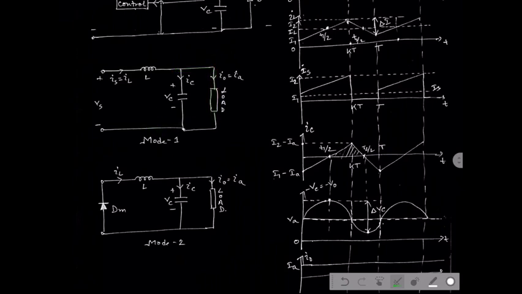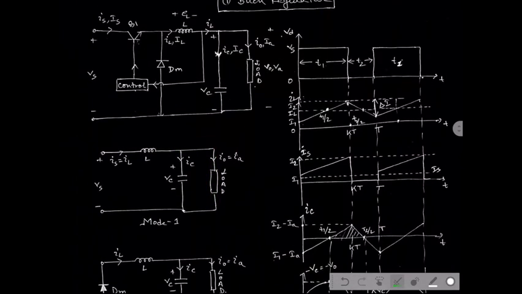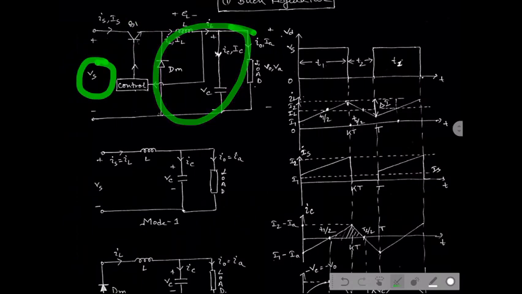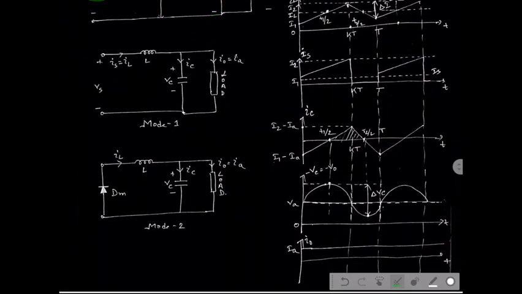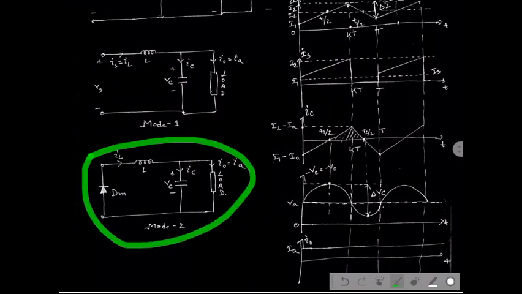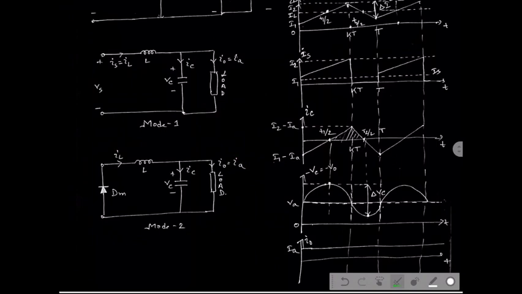Now when the switch is open, there is no connection between the circuit and the supply voltage. That is why in mode 2 operation, when the switch is off, there is no connection with the supply. This is the circuit diagram for mode 2 operation, where the inductor starts discharging through the freewheeling diode DM.